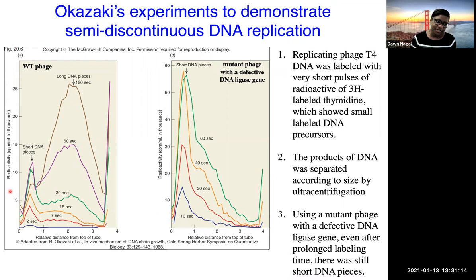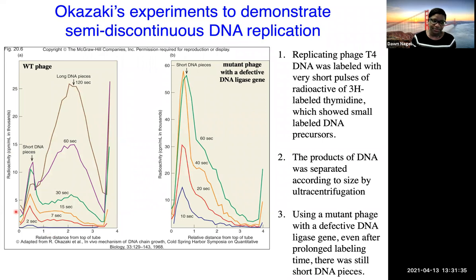On the y-axis, you're measuring the amount of radioactivity. So radioactivity counts per million per milliliter, in thousands. This is just the units of radioactivity you're looking at. So the higher it is, the more radioactivity you have, okay? On the x-axis, you're looking at the distance in a test tube.